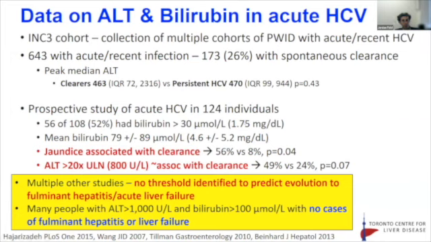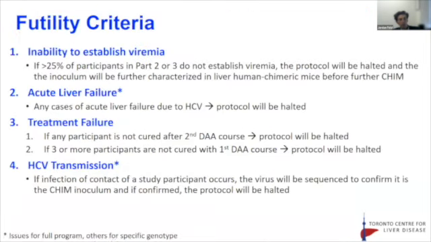And the mean bilirubin in the population was pretty high, around 80 micromoles per liter or just under 5 milligrams per deciliter. Here, jaundice was clearly associated with clearance, with a marked difference in the likelihood of clearance, and also having a very high ALT above 800 was also borderline associated with clearance. Multiple other studies have looked at this. We really did pore over the literature, and there's no clear threshold identified to predict evolution to fulminant hepatitis or acute liver failure. And there are many people in the literature with these more severe acute hepatitis episodes with ALTs above 1,000, bilirubin above 100 micromoles per liter, with no cases of fulminant hepatitis or liver failure, which gives us confidence in how we came up with those numbers.